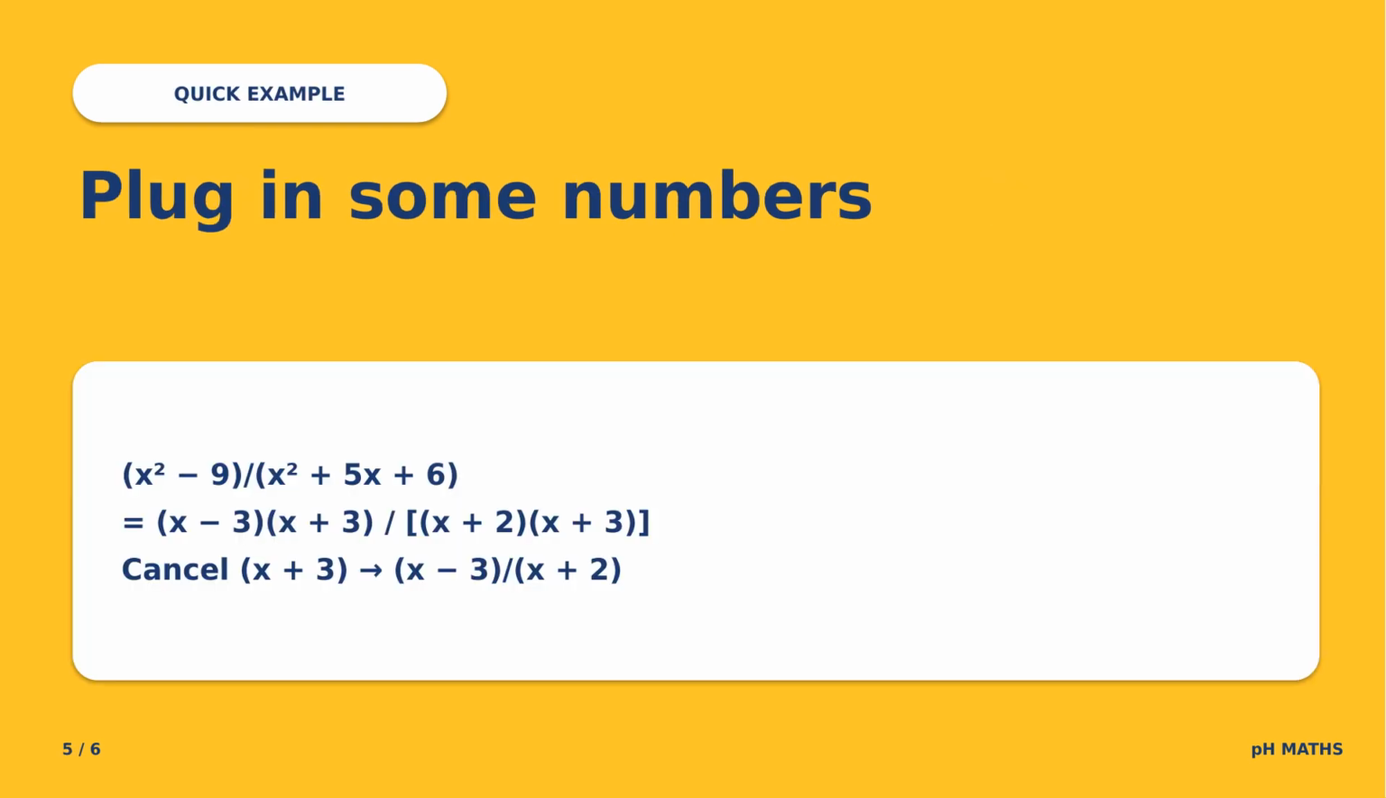Quick example: simplify x squared minus 9 over x squared plus 5x plus 6. Well, factorise the top, x minus 3 times x plus 3, and then factorise the bottom, x plus 2 times x plus 3. The x plus 3 cancels, so the answer is x minus 3 over x plus 2.